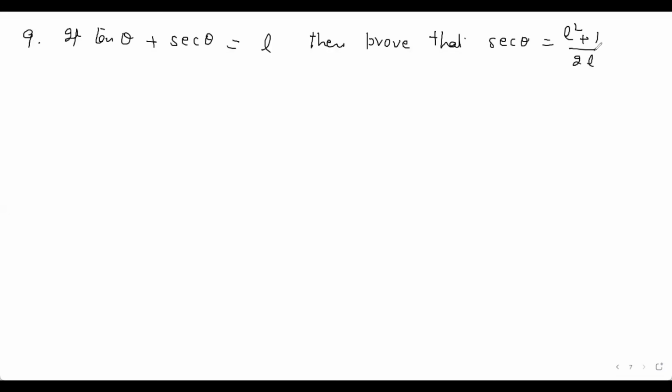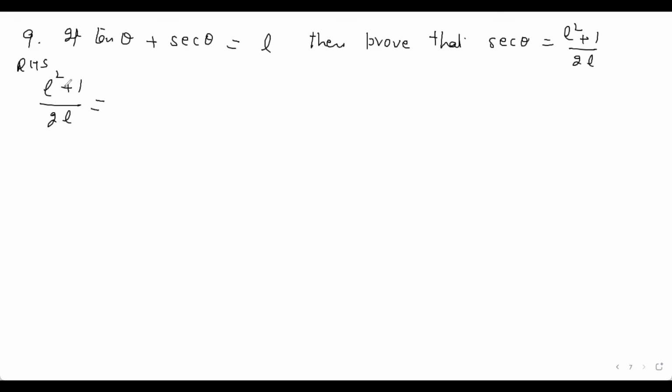Now ninth sum. If tan theta plus sec theta is equal to L, then prove that sec theta is equal to L square plus 1 upon 2L. Now we want to prove sec theta is equal to L square plus 1 upon 2L. So I'm going to start with this L square plus 1 upon 2L. This is my right hand side. So I am going to prove that this is equal to sec theta.